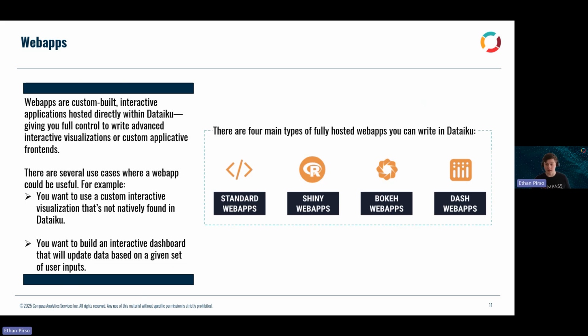And there are four types of web apps to choose from. There's the standard HTML JavaScript apps with an optional Flask and Python backend, R Shiny apps, Bokeh apps in Python, and Dash apps using Plotly, also in Python. So whether you're building data products for internal teams or showcasing insights interactively, web apps give you full control and flexibility.